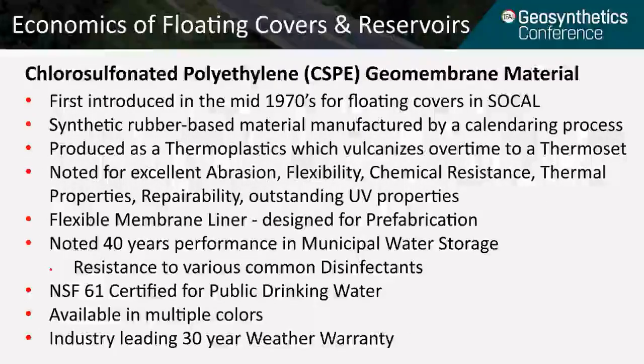CSPE as a geomembrane was first introduced in the mid-1970s for floating covers and liners in Southern California for municipal applications and the southwest region of the United States in mining applications. It's a synthetic rubber-based material manufactured by the calendering process. It's produced as a thermoplastic, however, over time cross-links or vulcanizes into a thermal set.